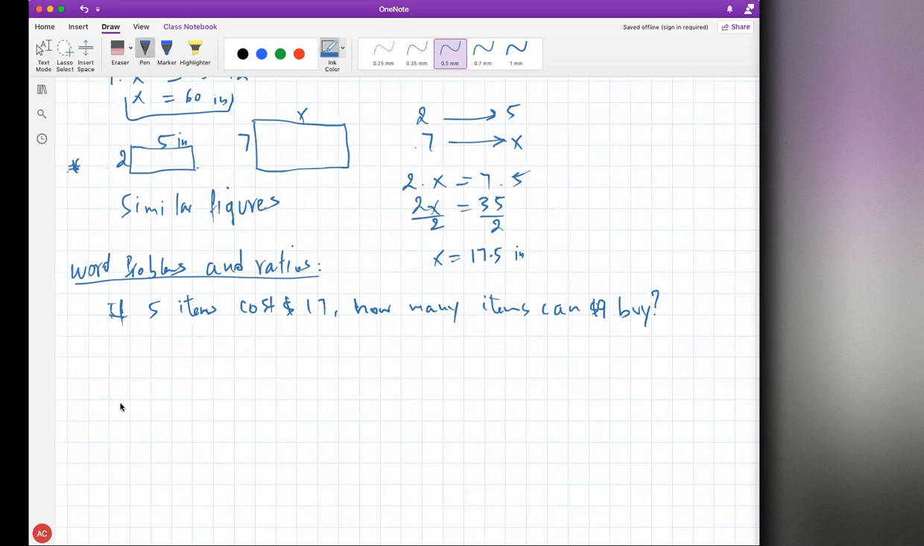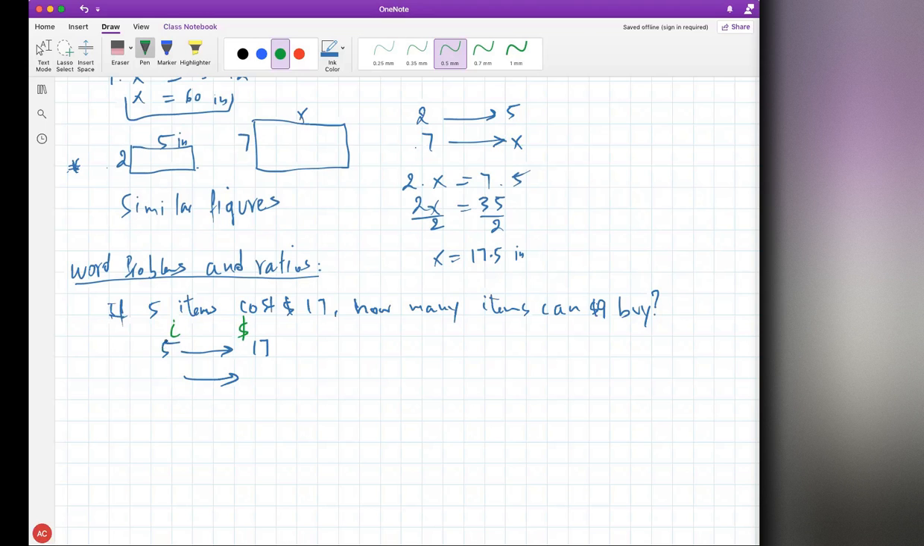What's the first one? 5 and 17. That's right. 5 to 17. That's the actual symbol for a ratio, 5 to 17. Or I like to use arrows. It makes more sense. 5 to 17. And then another one, X to 9. We used items to dollars here. The other ratio should also be items to dollars.